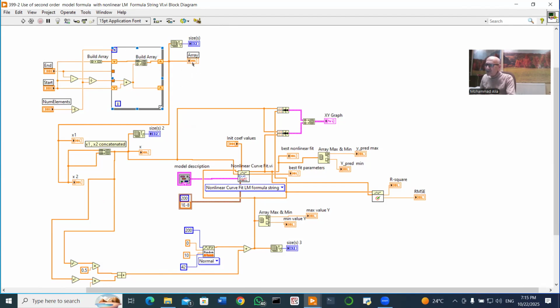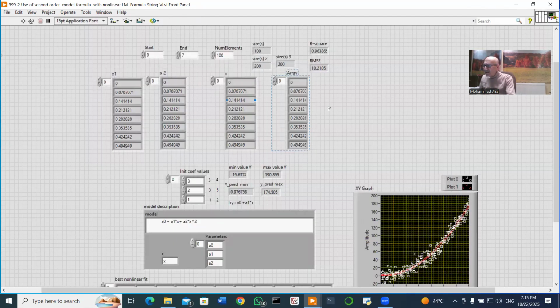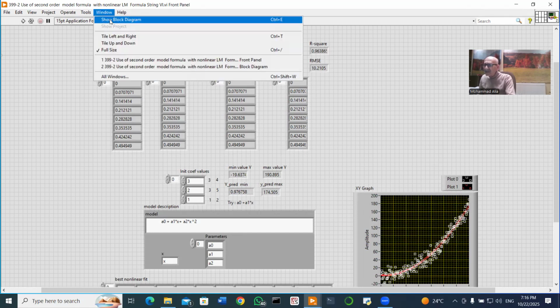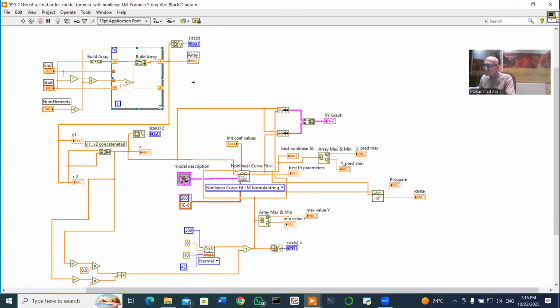Here at the output, if I run the program and I want to see this array, I shall have one beginning from 0. The first step is, as you see, 0.07. The second one will be 0.07 multiplied by 2. Here it is multiplied by 3, here by 4, and so on, up to 100 values. This is the generated X array.